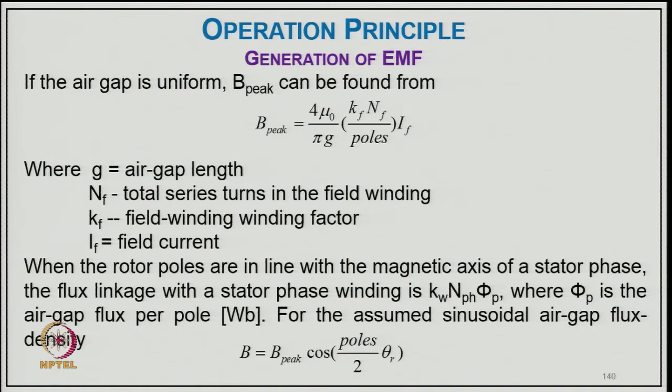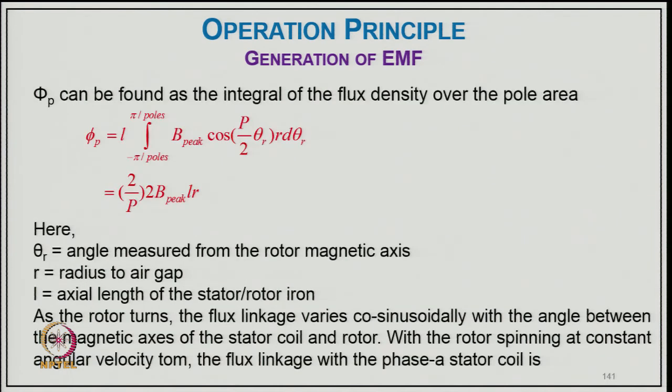For a cylindrical rotor, this will be B peak cos(p/2 theta_r), that is the flux distribution as a sinusoid in the air gap as a function of peak flux density. And phi_p can be found from the integral of flux density over the pole: phi_p equals L into the integral from minus pi by 2 poles to pi by 2 poles of B peak cos(p/2 theta_r) r d theta_r, and this will be 2 by p into 2 B peak L r, where L is the axial length, r is the radius, and theta is the measured angle.